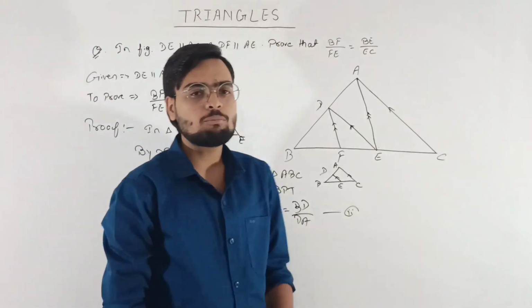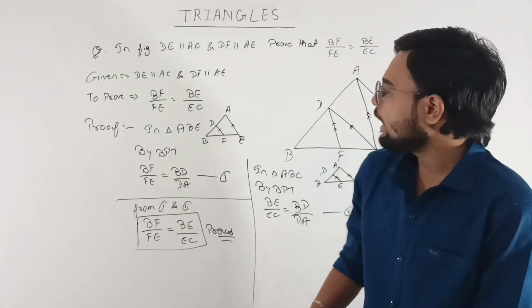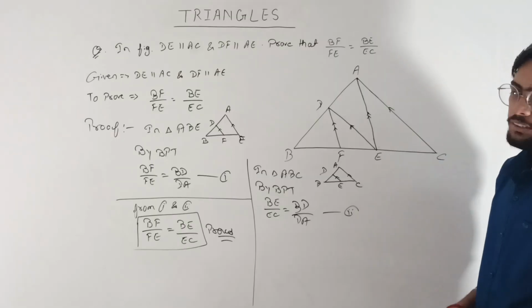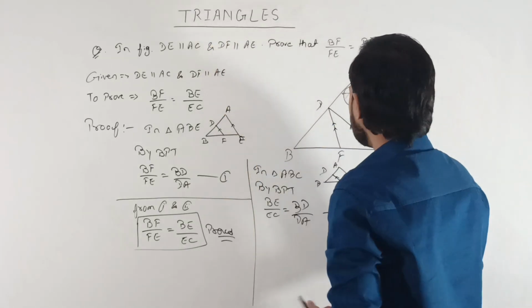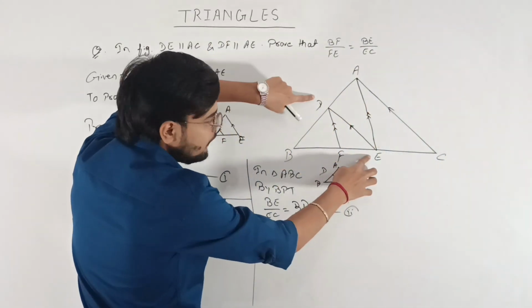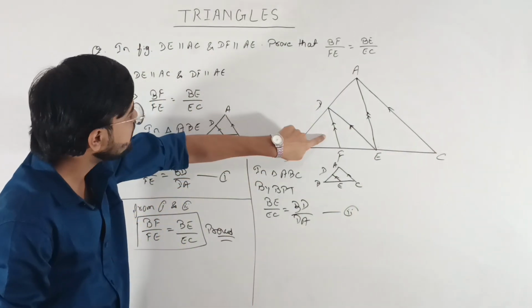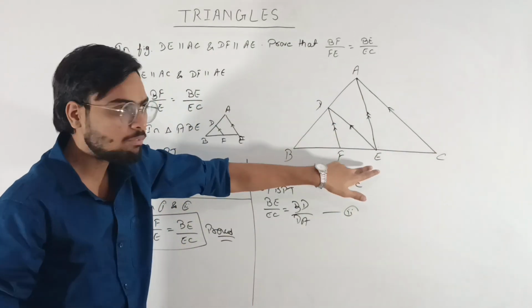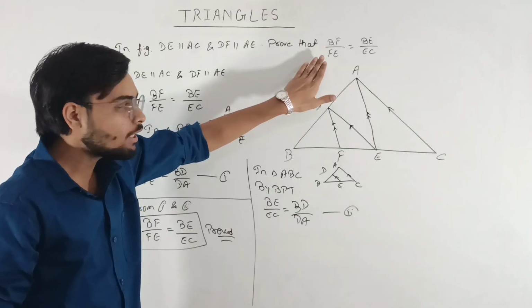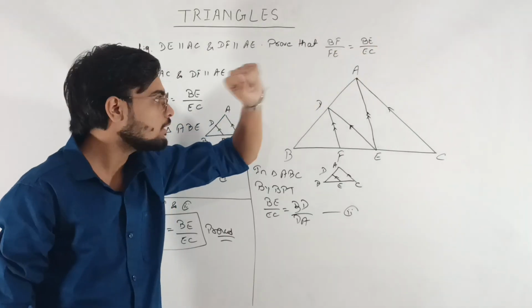Okay, let's see one more time what we have. We have a triangle ABC. In this triangle, DE is parallel to side AC, and DF is parallel to AE. Then we have to prove DF upon FE is equal to BE upon EC.